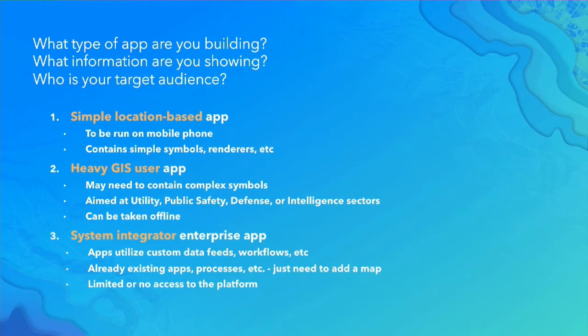The second is what we're calling the heavy GIS user app. And this is really for people that need a little bit more, less of the generic map, but really getting more into GIS. So they have maybe very complex symbols. You might be in the utility space or public safety, defense, intelligence, those types of things. You also might need to work offline. You can't really just depend on online services.